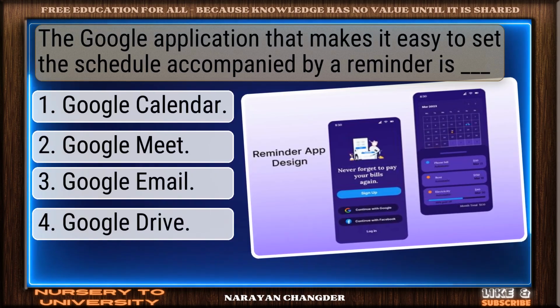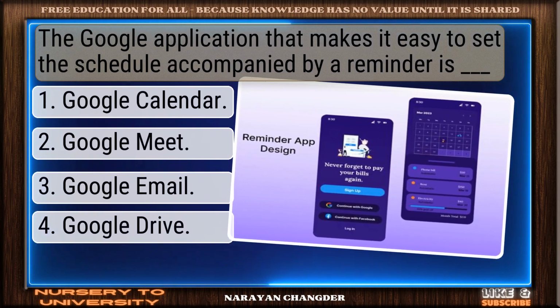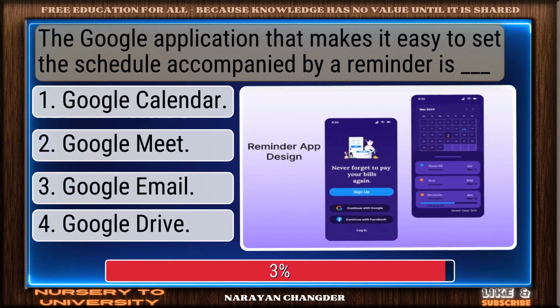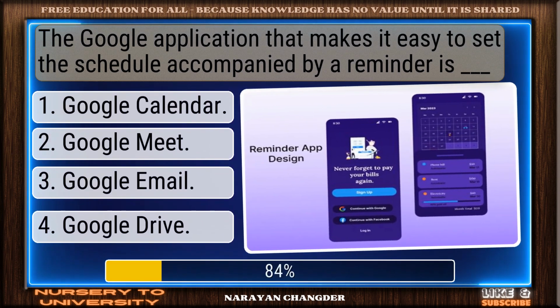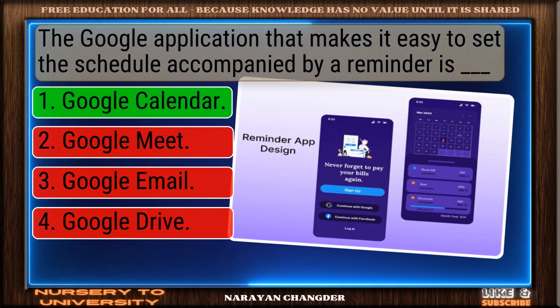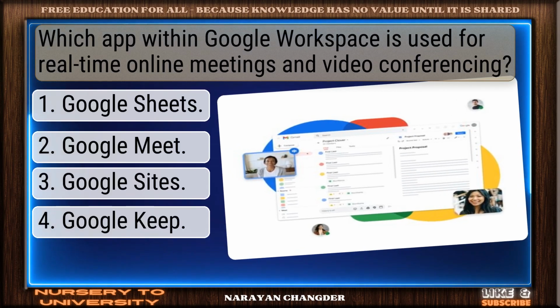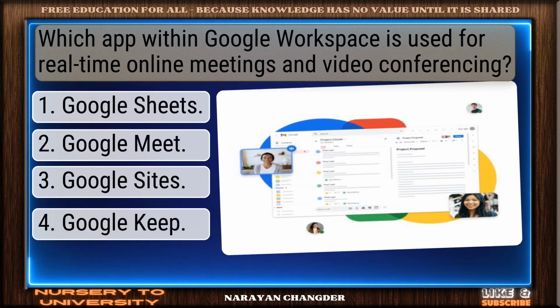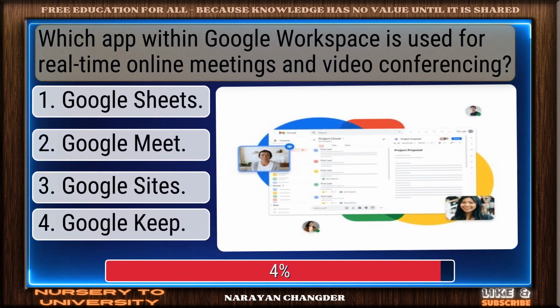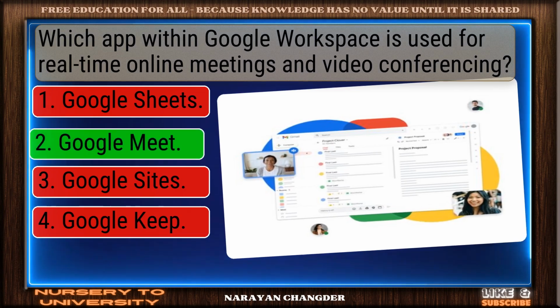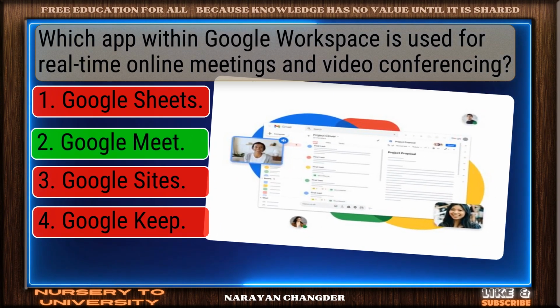The Google application that makes it easy to set the schedule accompanied by a reminder is Calendar. Right choice. Google Calendar is the best answer. Which app within Google Workspace is used for real-time online meetings and video conferencing? You chose Google Meet, and it is correct.